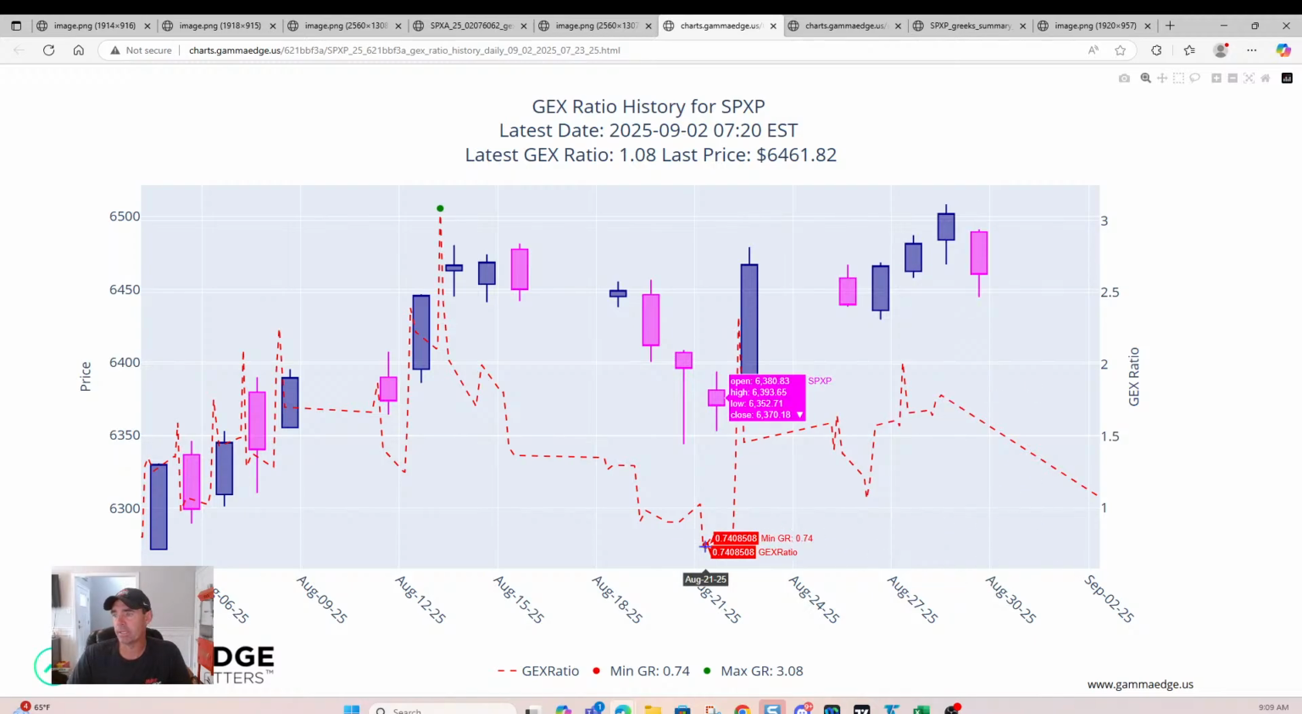You'll notice that back down here on the 21st, when we reached 0.7, and historically 0.6, 0.7 has been an area where we'll bounce back to the upside. So we'll watch this if we do drop below 1 today and start heading down to that 0.6, 0.7 level.